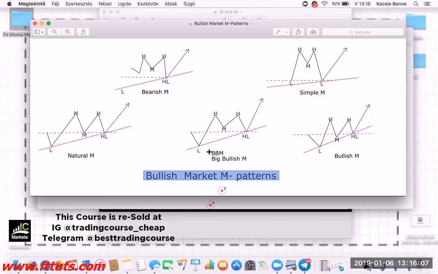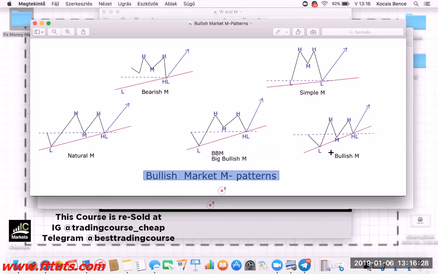The second one is the big bullish M. So it's BBM. We have a low, we have highs, we have a middle, and we have a high low. The high low is connecting with the trend line, and it finds a strong support and resistance zone on the left side. So this is the big bullish M.